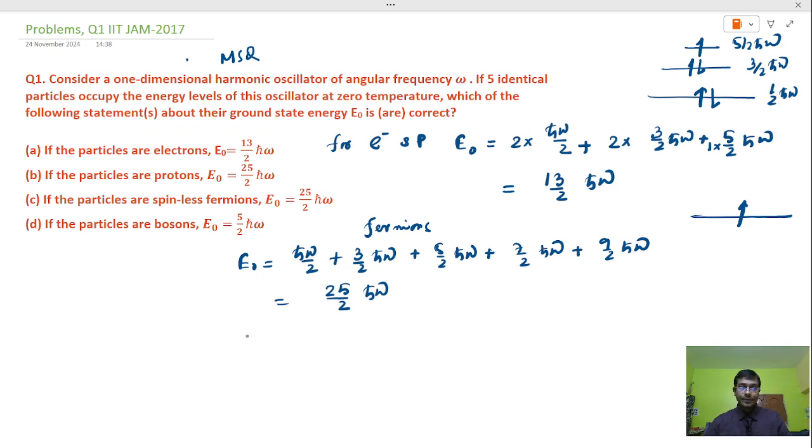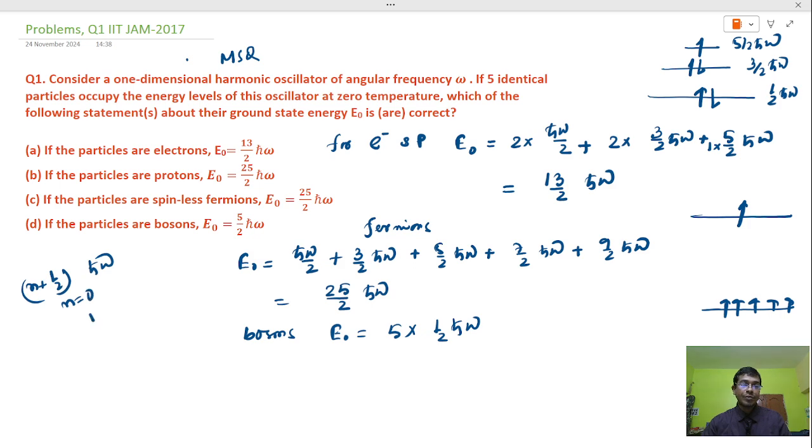And for bosons, basically all particles are in the same state here. So E naught is basically 5 particles into half H cross omega. This is basically n plus half H cross omega, and for n equal to 0, the ground state, E naught is half H cross omega, basically called the zero point energy, and it would become 5 by 2 H cross omega.